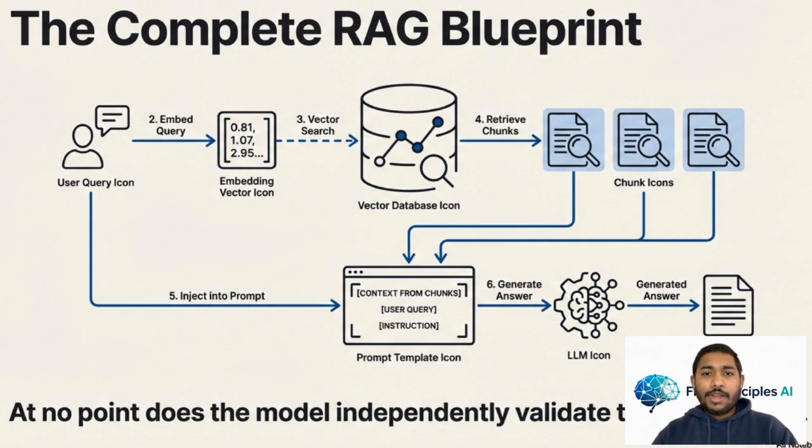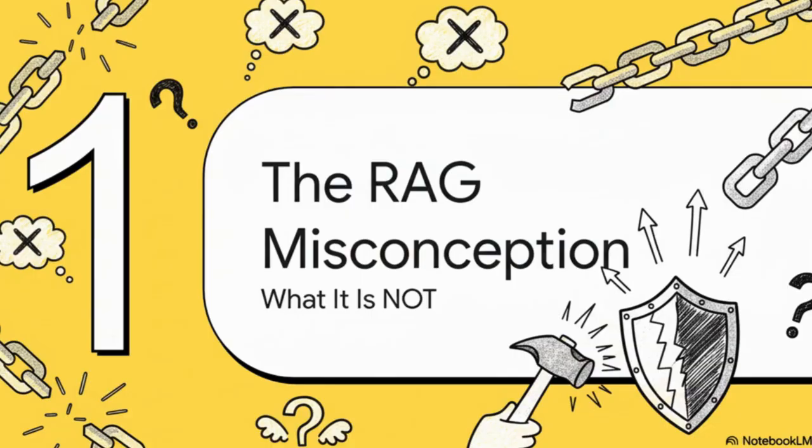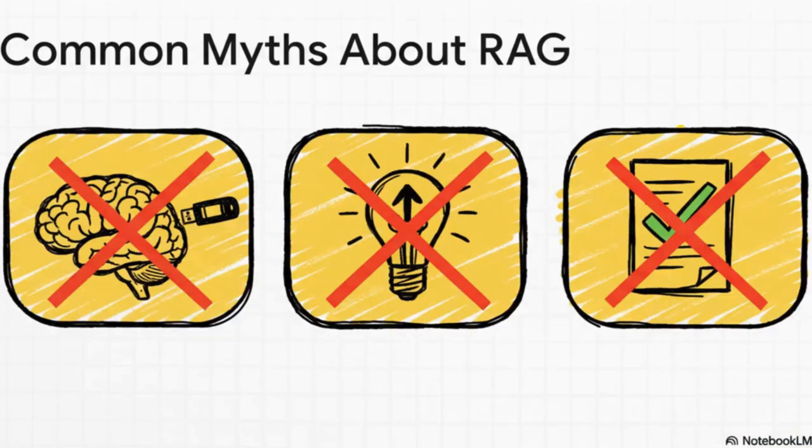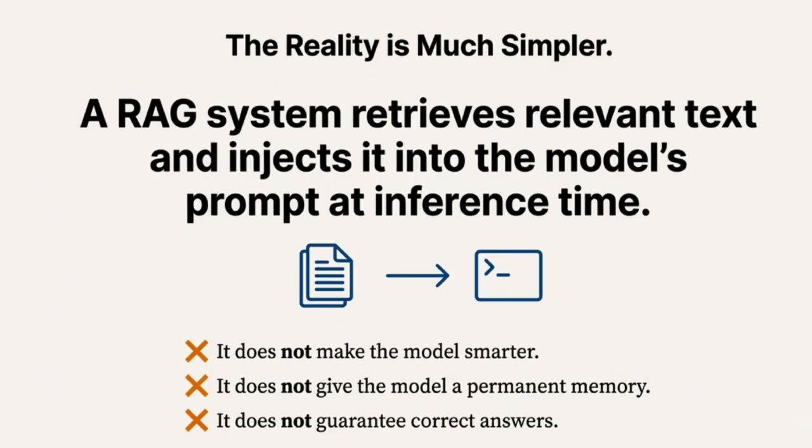Before we talk more about RAG, we have to be very clear about what it is not. Let's bust a few common myths. RAG does not give a model persistent memory. RAG does not make any model smarter, and RAG does not improve the ability to reason, and it absolutely does not guarantee correct answers. The model you start with is the exact model you end with.